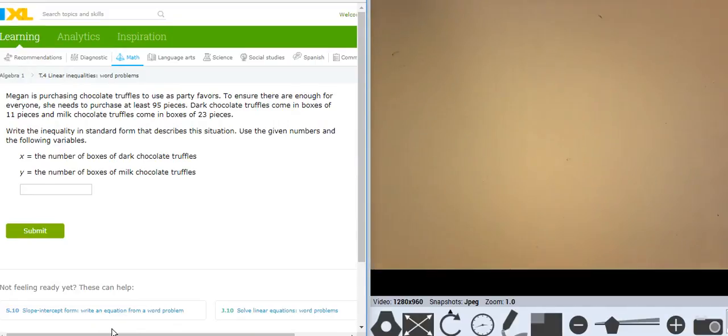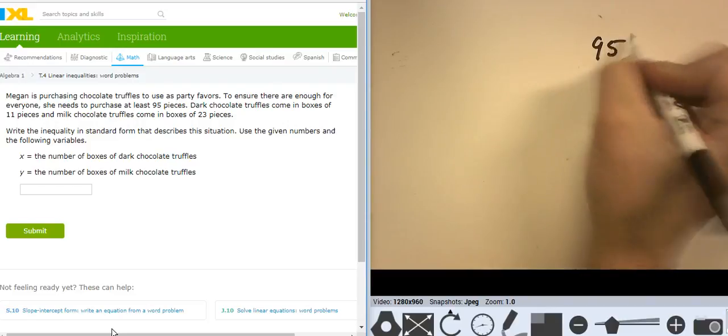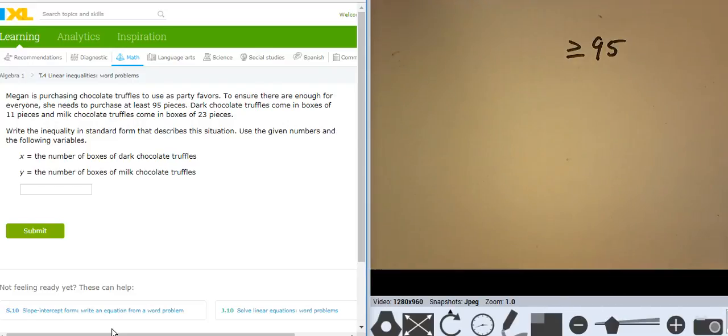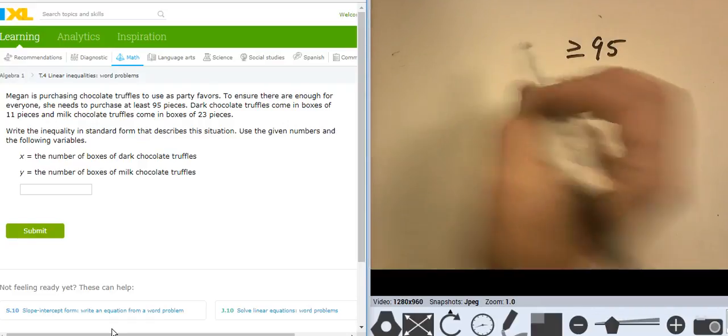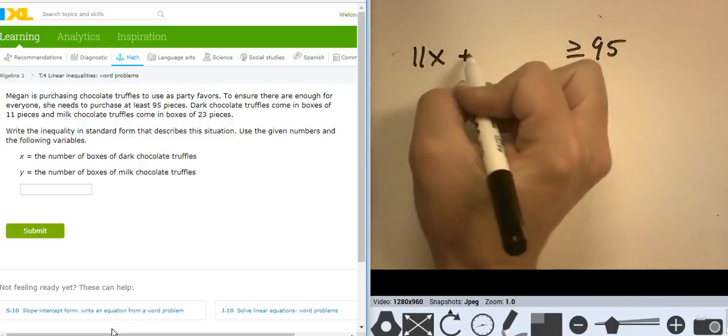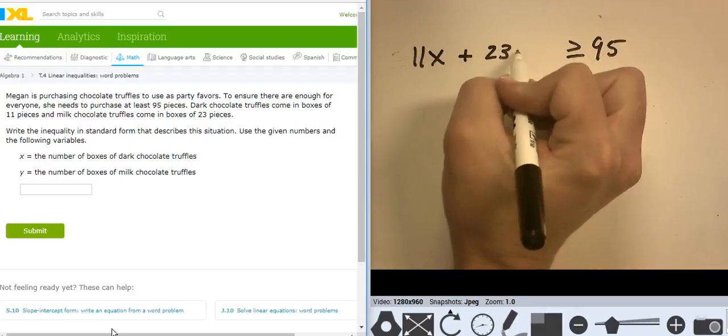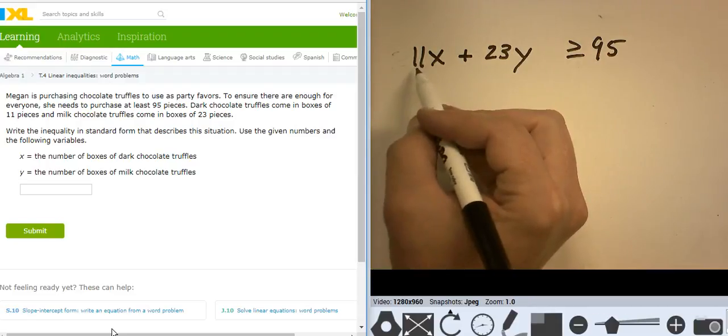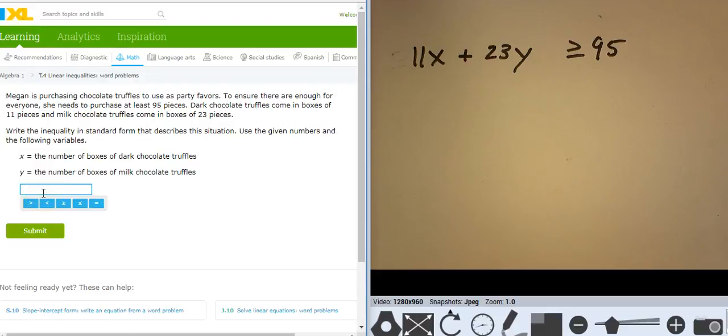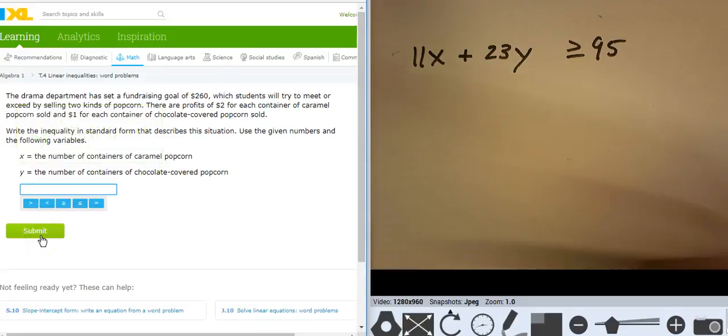Megan is purchasing truffles. To ensure there are enough for everyone, she needs to purchase at least 95 pieces. So 95 is the minimum. So she might want to go above that. Dark, 11 per box for the dark, 23 per box for the light. Did I get that right? X is dark, Y is light. I think that's my inequality. 11x plus 23y greater than or equal to 95. Brilliant.